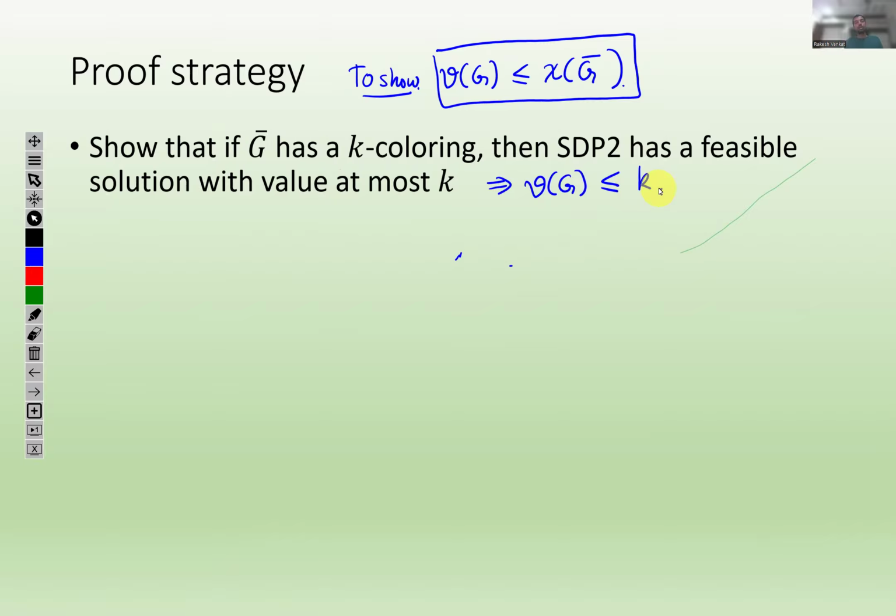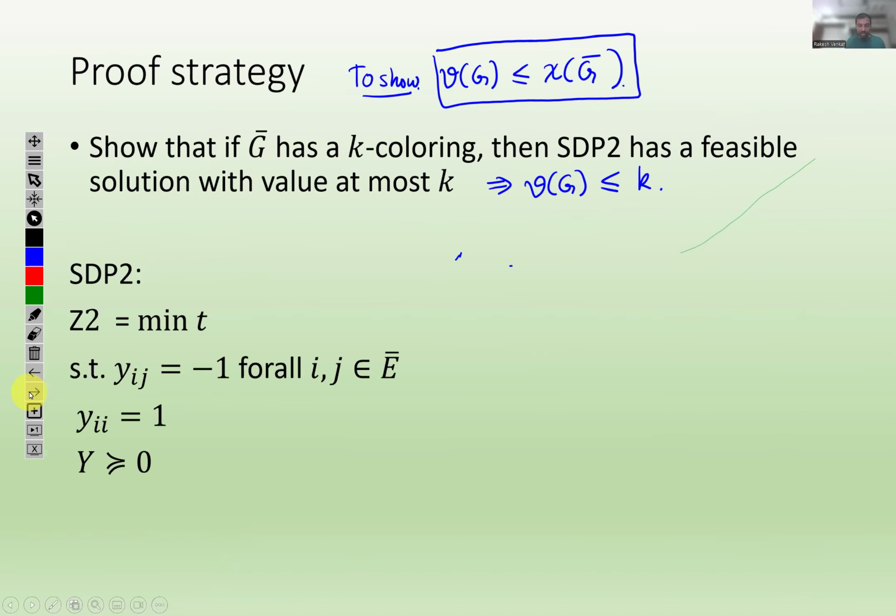And therefore, this will show that theta of G is less than the chromatic number. Any K coloring you take, in fact, you can take the optimal K coloring, the coloring with the smallest K, and use that, and you will get that theta of G is less than or equal to K.